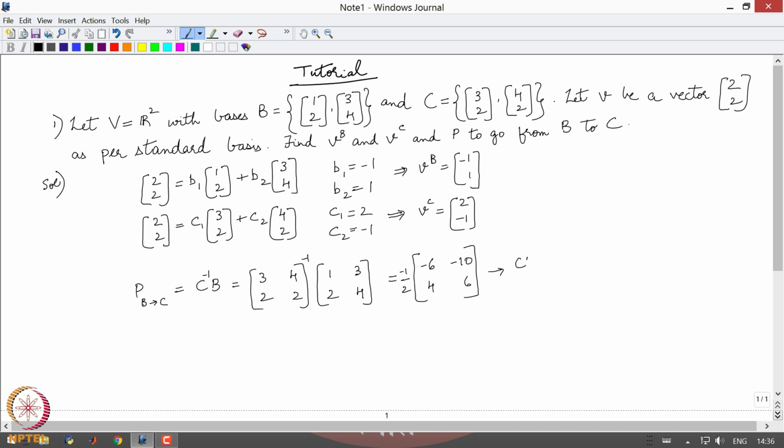So, this is my change of basis matrix to go from basis B to basis C. Okay. So, this is the first question.